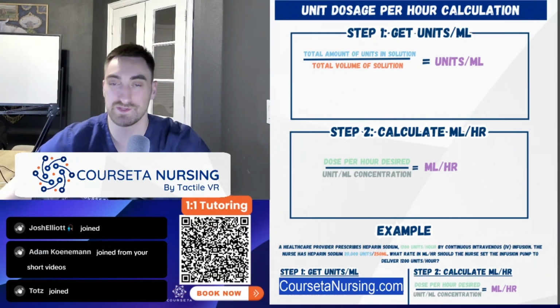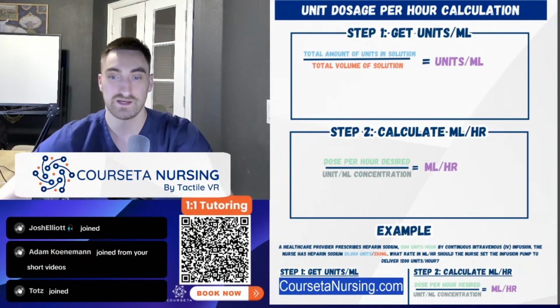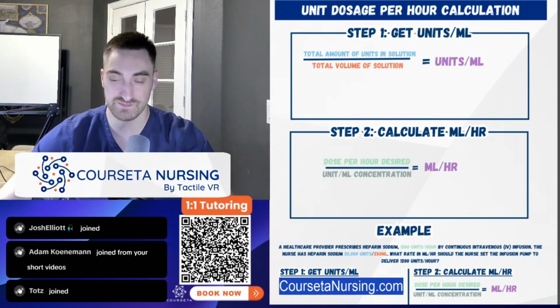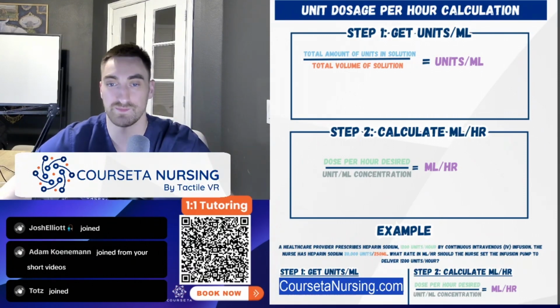But let's go ahead and go over these formulas. Step 1, get units per ml. That's always your first step if they give you a units per hour medication, such as the heparin. So total amount of units in the solution is first, divided by the total volume of that solution. So really all you're trying to do is get the concentration per ml. Don't think of it any differently than that. You're just trying to get the smallest number you can with that. So you want to get the units per 1 ml.